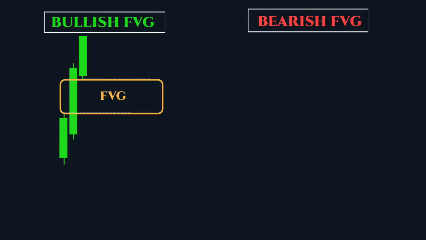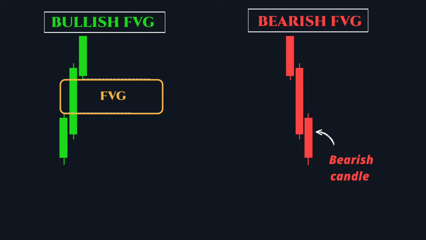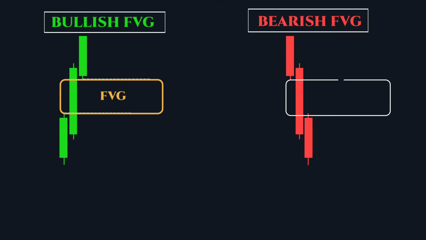Same idea in reverse for bearish FVG. Candle 1, bearish. Candle 2, big bearish candle. Candle 3, bearish or neutral. If the low of candle 1 and high of candle 3 do not overlap, you've got a bearish FVG. Draw a box from the body or wick of that gap. That becomes your area of interest.